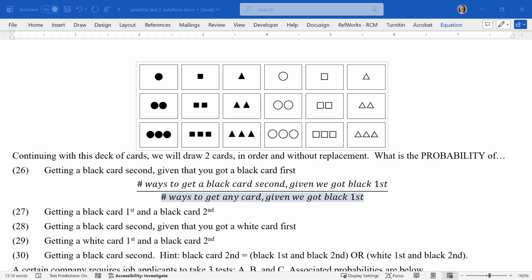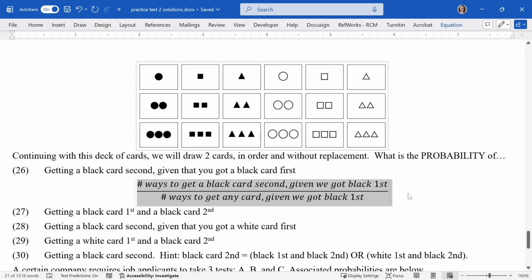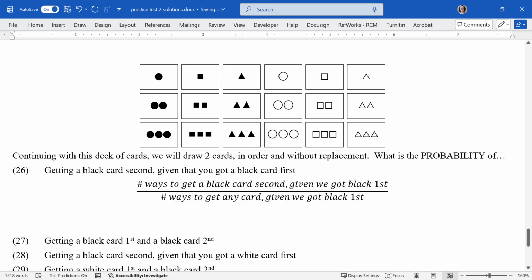Hold on, I want to think about this for a second. Is this the right way to explain this? I think maybe this is not exactly the way I want to explain this, because the experiment is supposed to be drawing 2 cards, right? But the way I've set this up, it looks like I'm really only drawing 1 card. So maybe let me put a pin in this and try another explanation, and then I'll come back to what I was doing here.